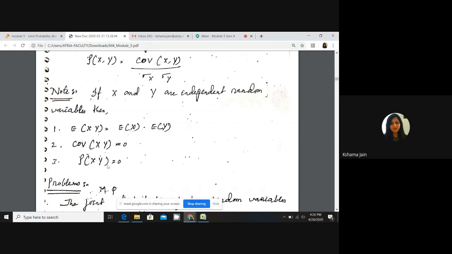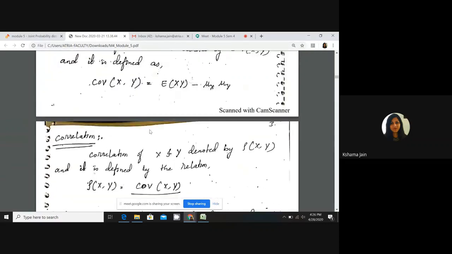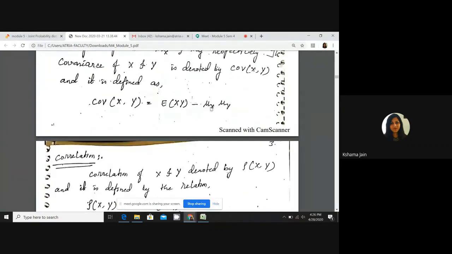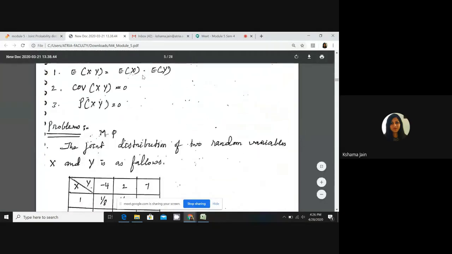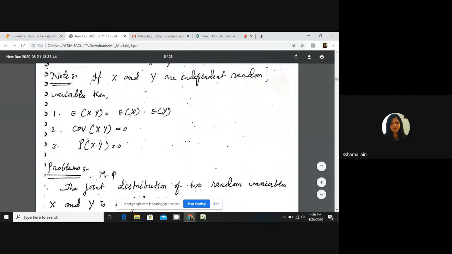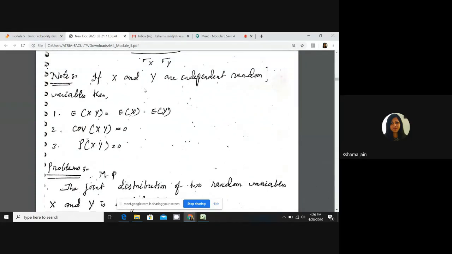Correlation means they should be related to each other. If there is a relation, dependency will be there. But if we are telling independent, that means correlation is also 0. And if both are 0, then directly E[XY] will become E[X] into E[Y]. From this formula, you can see here, if you apply into this formula, it will be 0. So E[XY] equals E[X] into E[Y]. You need to remember, if X and Y are independent variables, then these three conditions are there.